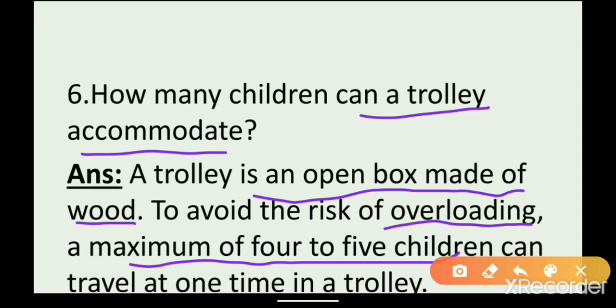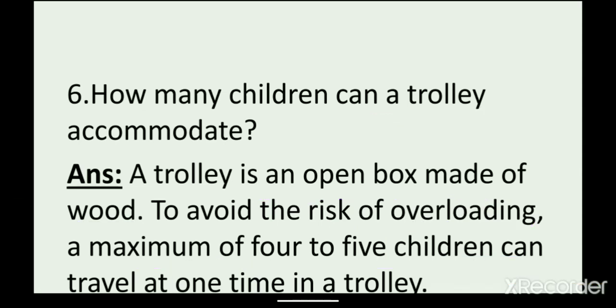So to avoid the risk of overloading, a maximum of how many? 4 to 5 children only can travel at one time in a trolley, because it is an open box made up of wood. If there are many people, there are chances of falling. That's why they take only 4 to 5 children.